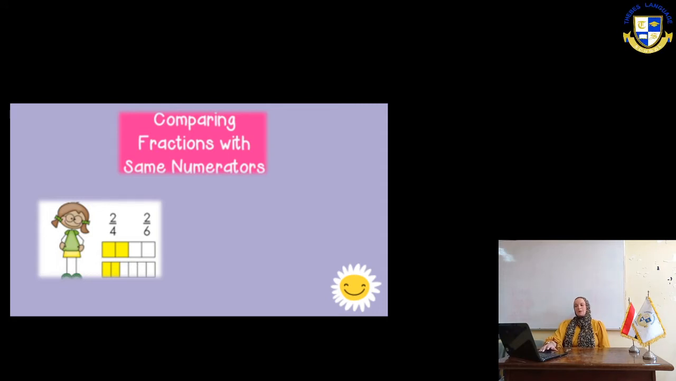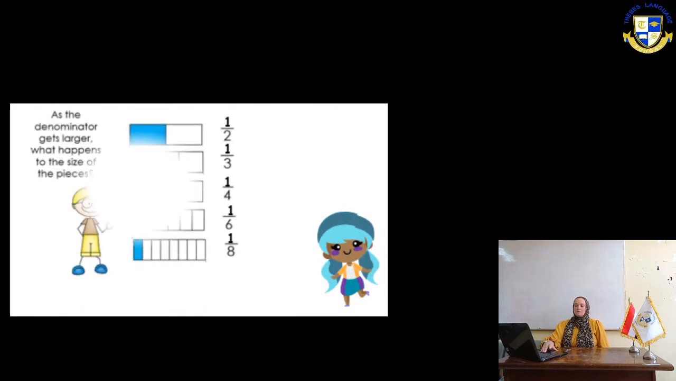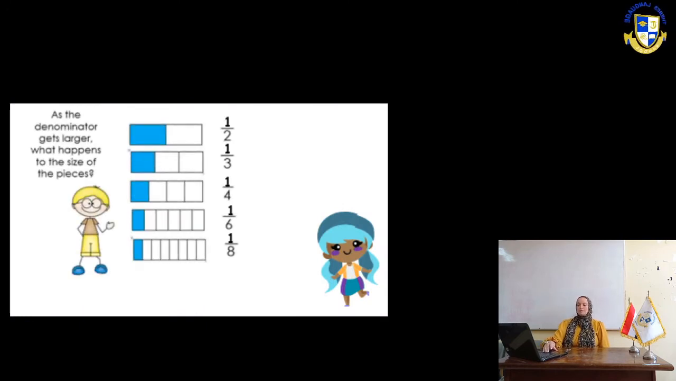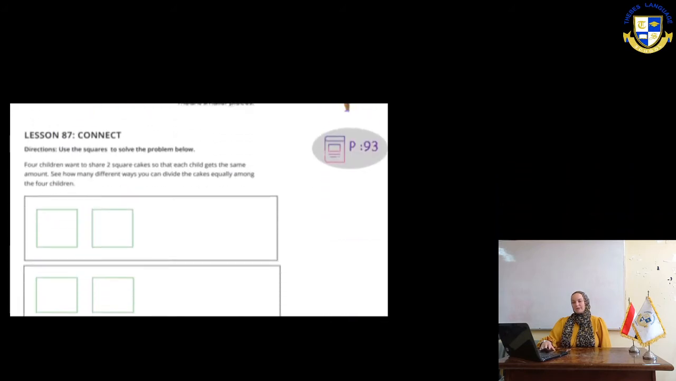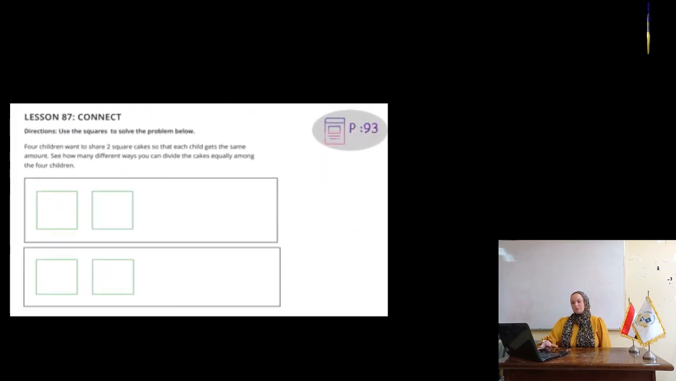Now in the next page, as the denominator gets larger, what happened to the size of the pieces? If you can see the fraction models, half is bigger than third, bigger than fourth, bigger than sixth, bigger than eighth. When comparing fractions with the same numerator, remember that a larger denominator means smaller pieces. So like crazy fractions. Crazy fractions means we are going to do the opposite. The big will be small and the small will be big.